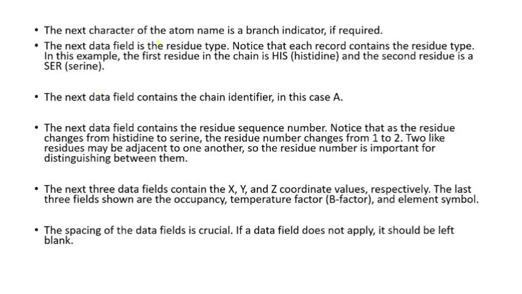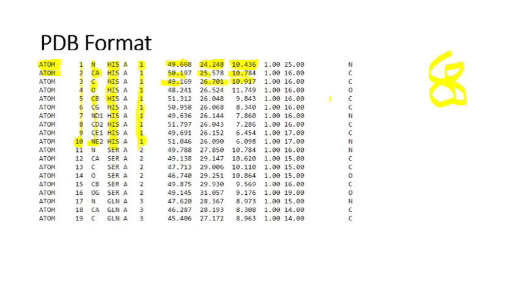First residue in the chain is histidine, and the second residue in the next field is the residue type, that is the amino acid. The next data is the chain identifier, which tells which chain the particular amino acid belongs to. So the A chain we can see here, this is the chain identifier, which chain the particular amino acid belongs to.